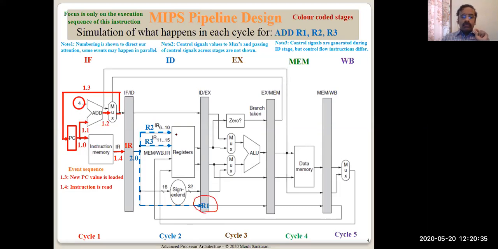Now what about this one? Operands. For operands, we want actual values, because when the ALU is adding, it wants to add the values stored in R2 and R3.